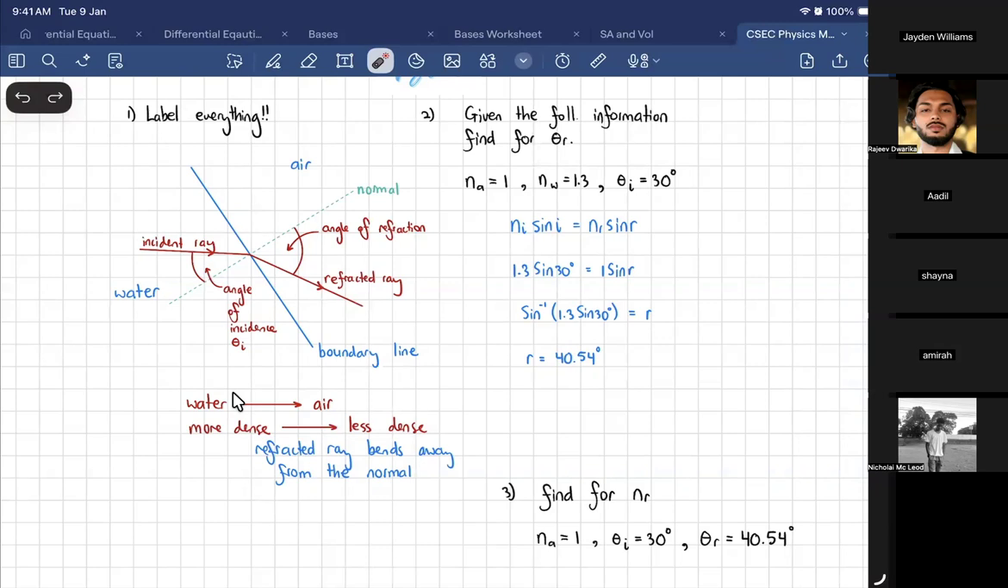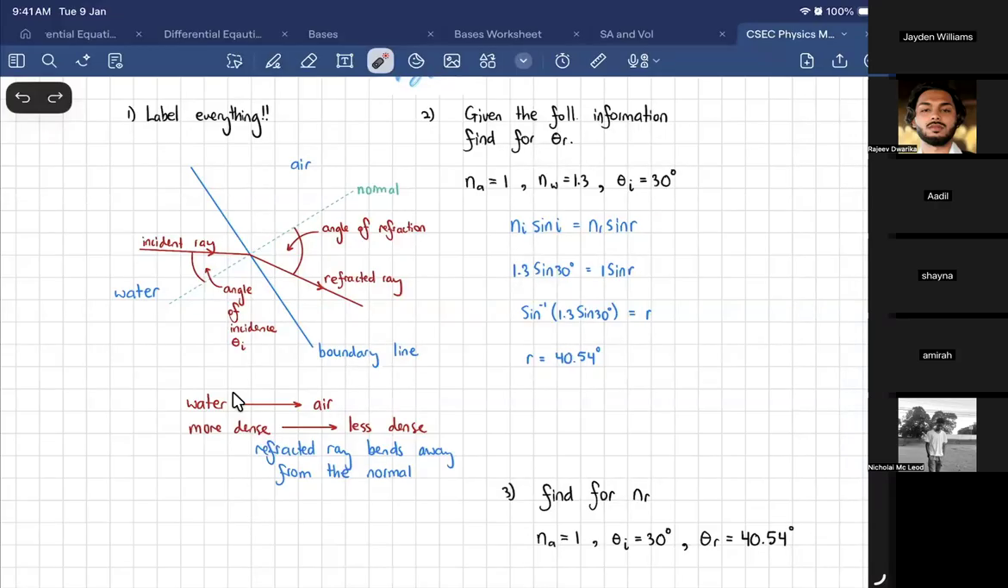Okay, first, I put 1 times sine 30 instead of 1.3, and then I never made R the subject. Yeah. So that's essentially it. So you gotta be very careful.